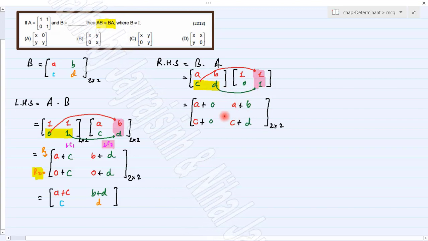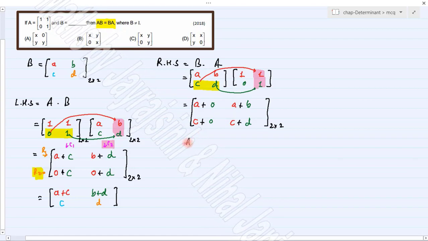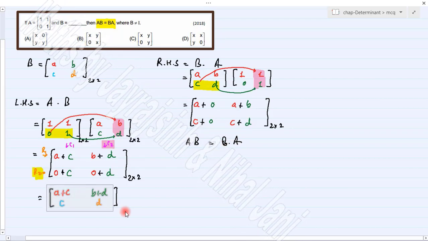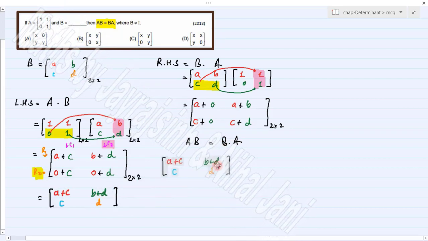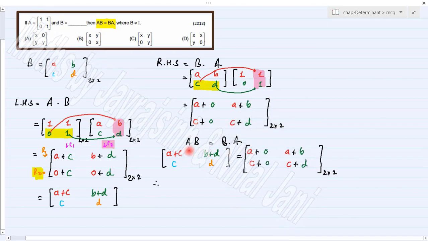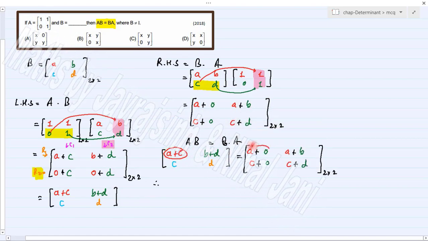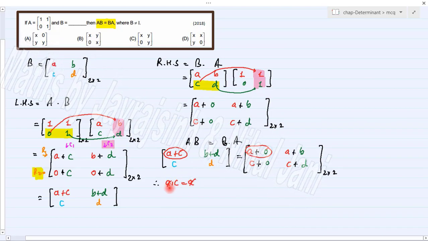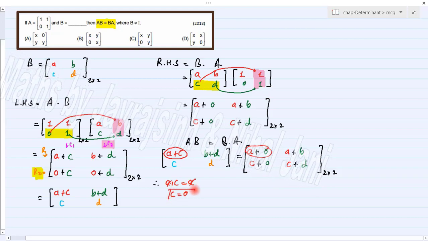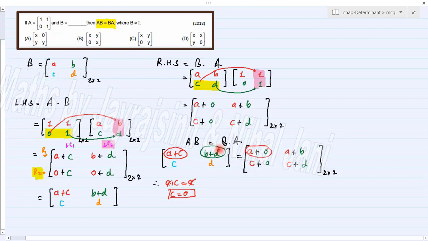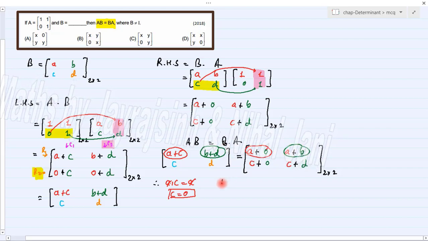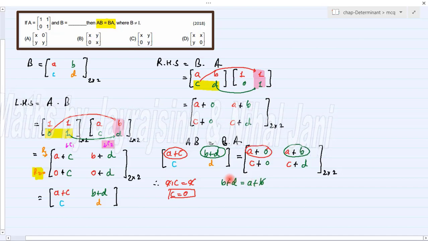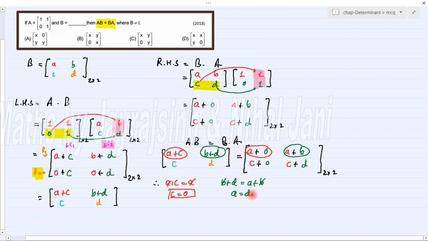So we get our right hand side and left hand side, and it is given that AB is equal to BA. So we can compare your left hand side with your right hand side. Now let's compare your first element. We will get a plus c is equal to a. Your a will cancel out and you will get c is equal to 0. Then compare your second element. We will get b plus d is equal to a plus b. So your b will cancel out and we will get a is equal to d.